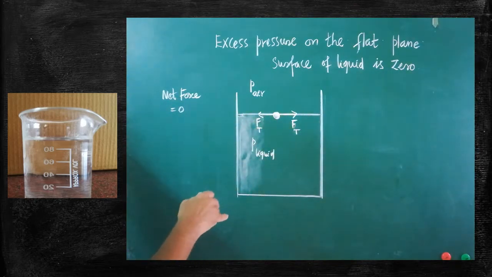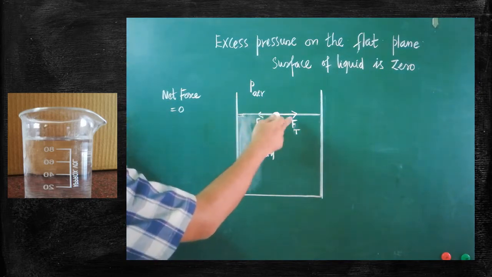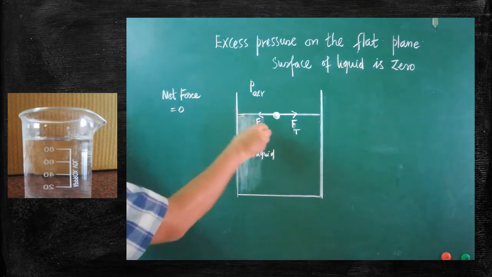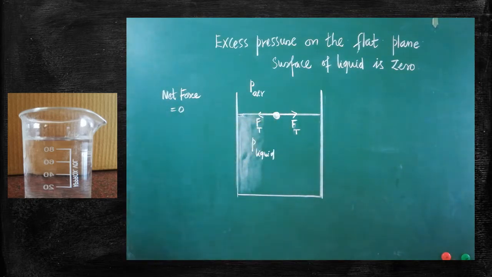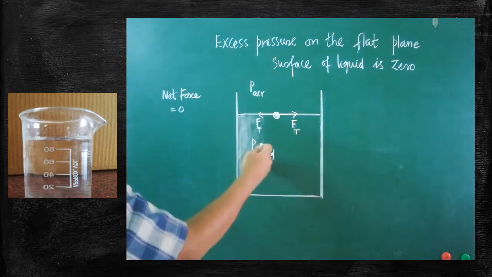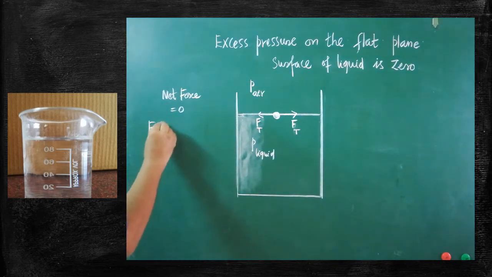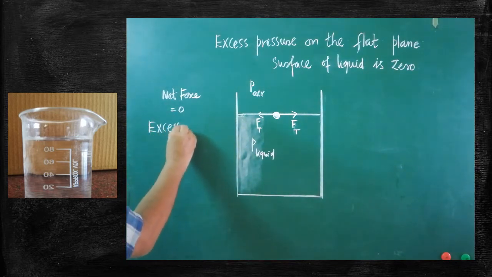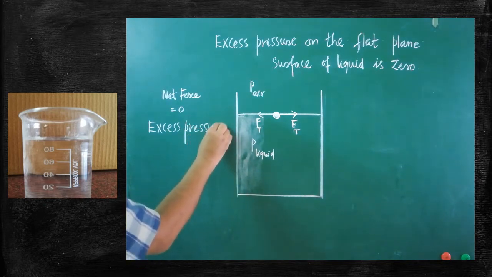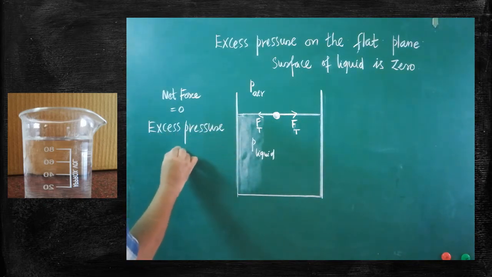Are you clear? So force due to surface tension on either side of the molecule will be equal and the net force acting on the molecule will be 0. Understood? And moreover, what happens? There is no excess pressure. Pressure at the top and pressure at the bottom, both of them will be equal. No difference in pressure can be called as excess pressure equal to 0.